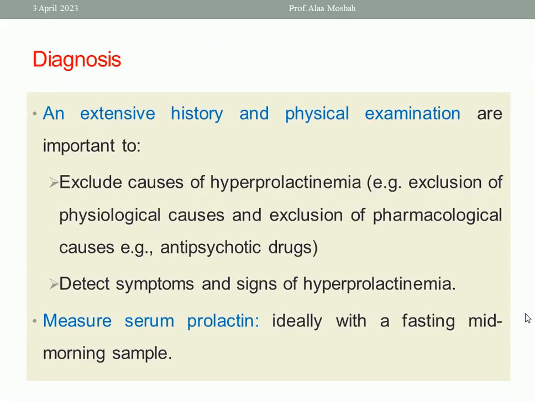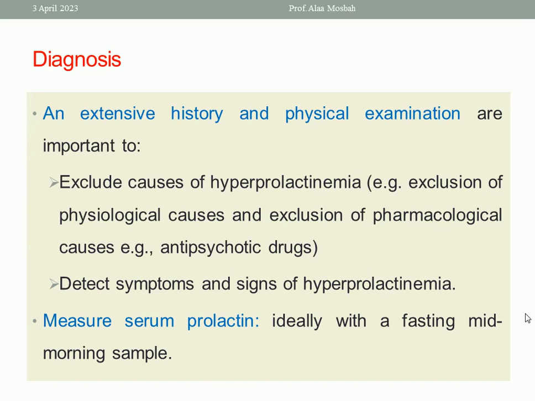So, how to reach a diagnosis? Of course, comprehensive history taking is important, physical examination is important, try to exclude causes of hyperprolactinemia. Of course, during history taking, you can exclude the drug or medication that cause hyperprolactinemia, like antipsychotic drug, antihypertensive drug, H2 blocker, and so on.